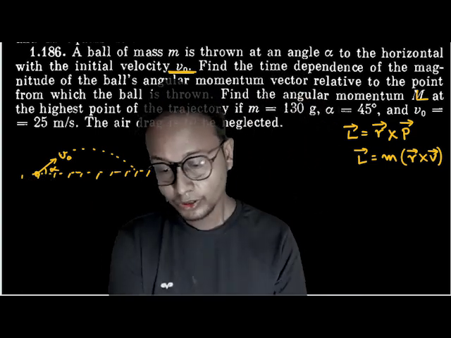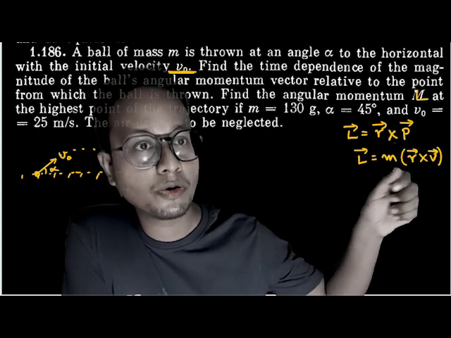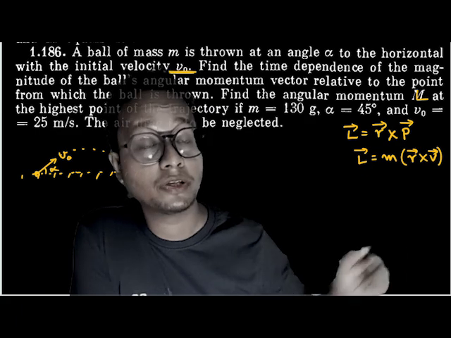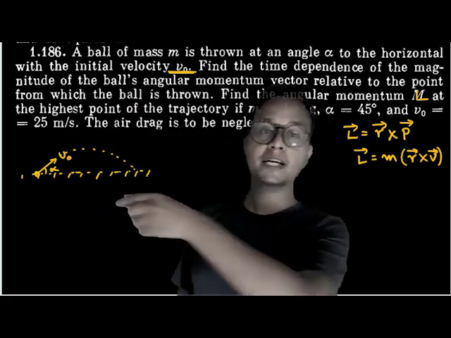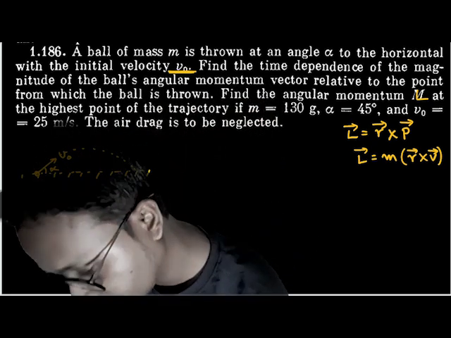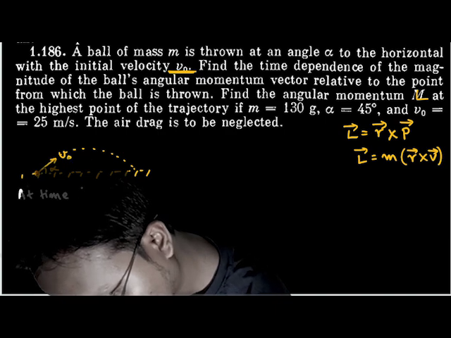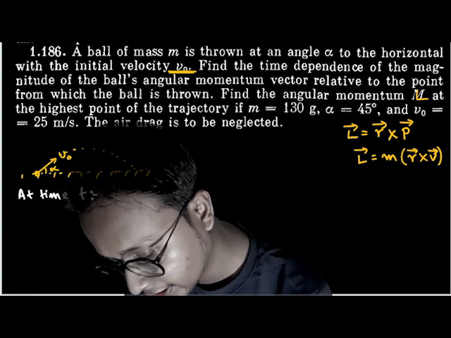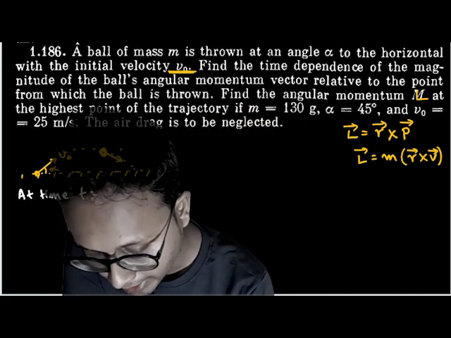So how do I solve part 2 of the question? We know that angular momentum is equal to r cross p, or mass into r cross v: position vector cross momentum, position vector cross velocity vector. At different times the particle will be at different positions, no? So let's say at time t, I have to find out the position of the particle. Let's say the particle was out here at time t. The velocity would be in this direction. This is the velocity vector.